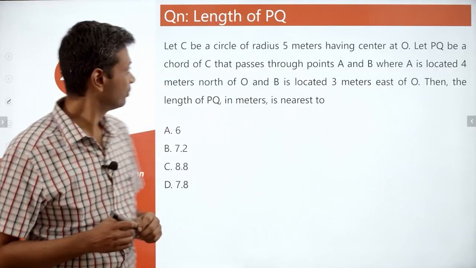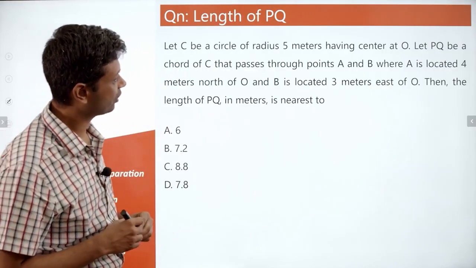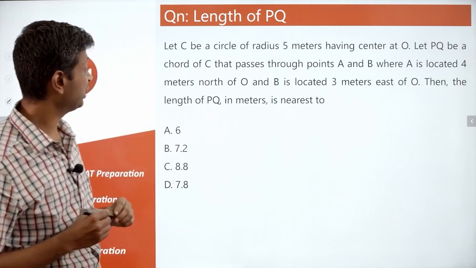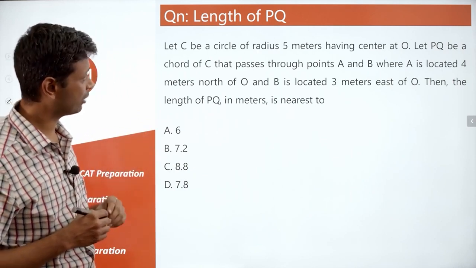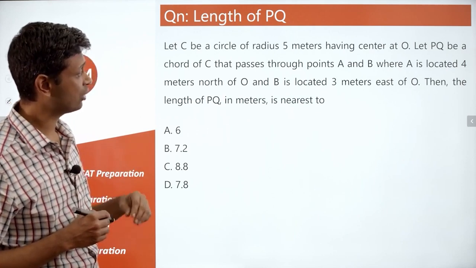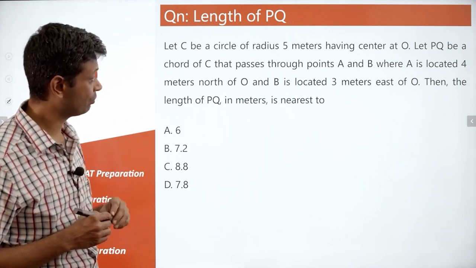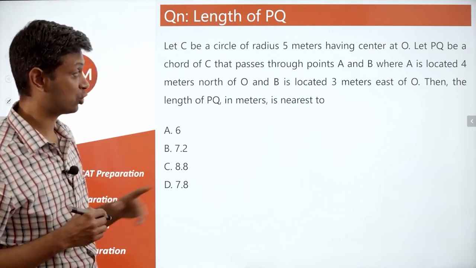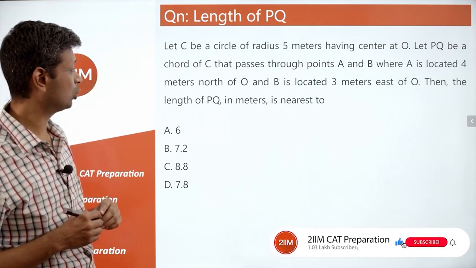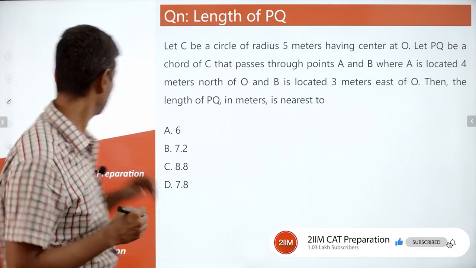Again, very interesting question. Let C be a circle of radius 5 meters having center at O. Let PQ be a chord of C that passes through the points A and B, where A is located 4 meters north of O and B is located 3 meters east of O. Then the length of PQ in meters is nearest to. Look at this one.